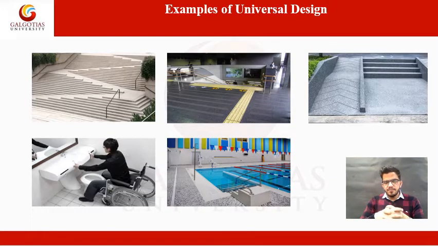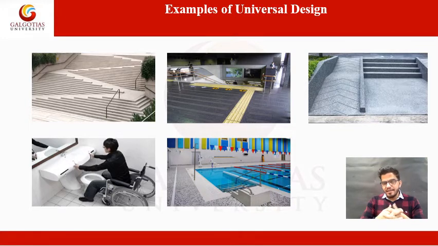So these are some important examples of different spaces and different functions where the concept of universal design is adopted. Like in the first picture, you can see how a ramp is being included within the steps so that the person who is using a wheelchair, or the person who has some problem in walking the stairs, does not feel neglected, or feel that those steps are not meant for him or her.